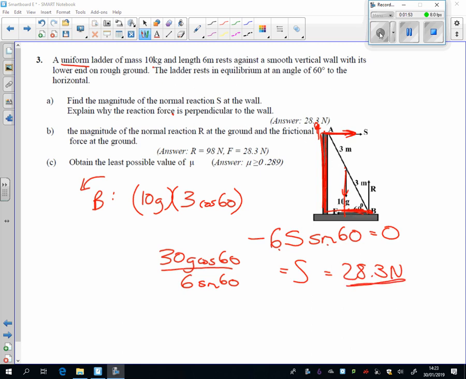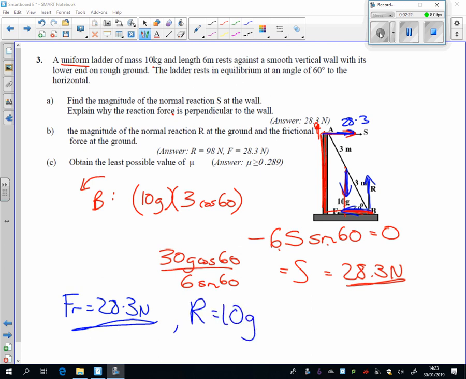Now, this force here of 28.3 newtons, the only force counteracting that, in the opposite direction down there, is the friction. So the friction must be 28.3 newtons. That's the only thing it can be. The other bit, the normal reaction here, well, the normal reaction is the only thing that's counteracting the weight there. So the normal reaction must be 10g, so that is 98 newtons. So that's that bit there and that bit there sorted.